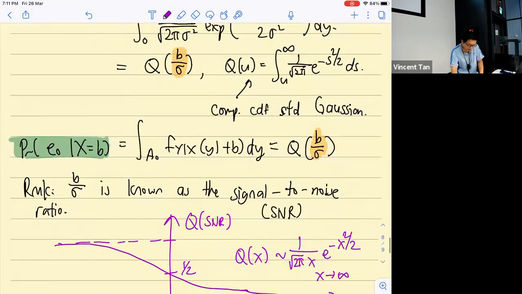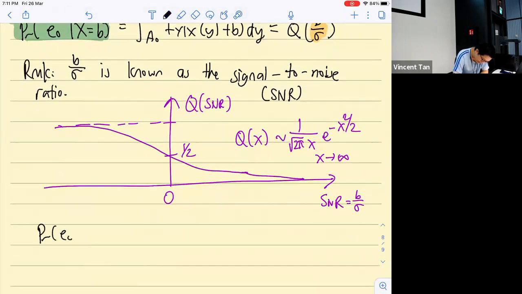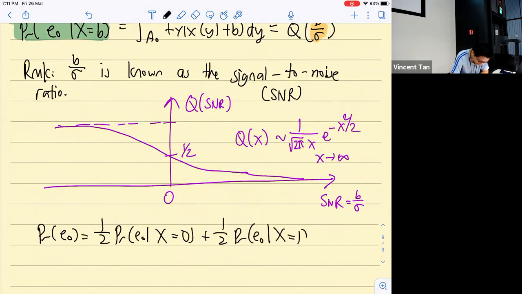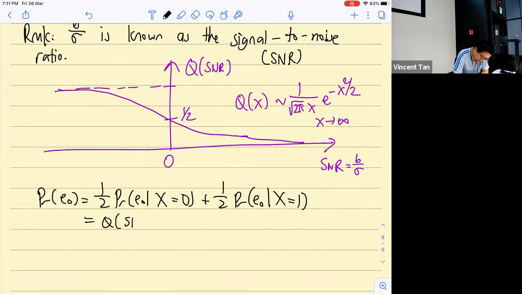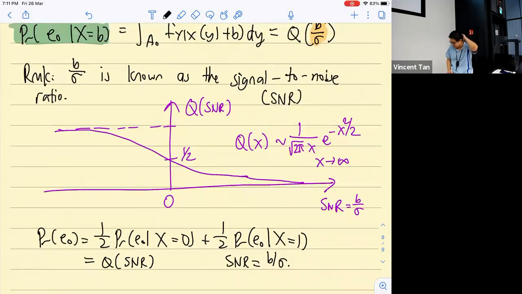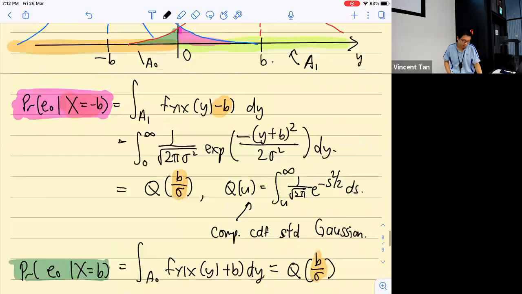Okay. So in this symmetric scenario, the probability of making an error is nothing but half of the probability of making an error conditioned on x equals 0, plus half of the probability of making the same error conditioned on x equals 1. But these two are the same. They are both Q's of SNR. So this is Q of SNR, where SNR is equal to B over sigma. Okay. So this is the first example that illustrates some aspects of the sufficient statistics and also illustrates how to calculate probabilities of error. So does anyone have any questions here?